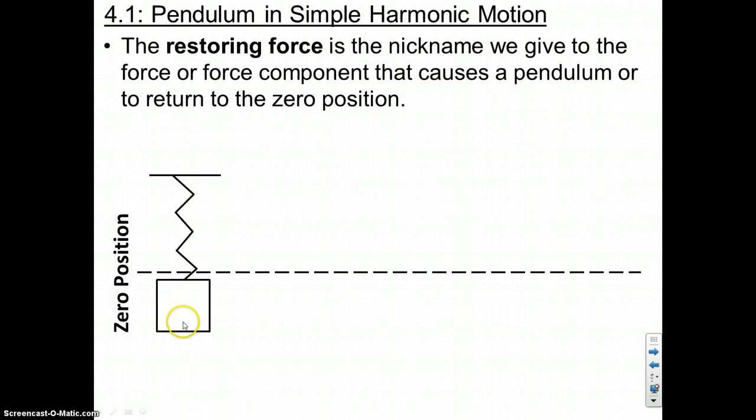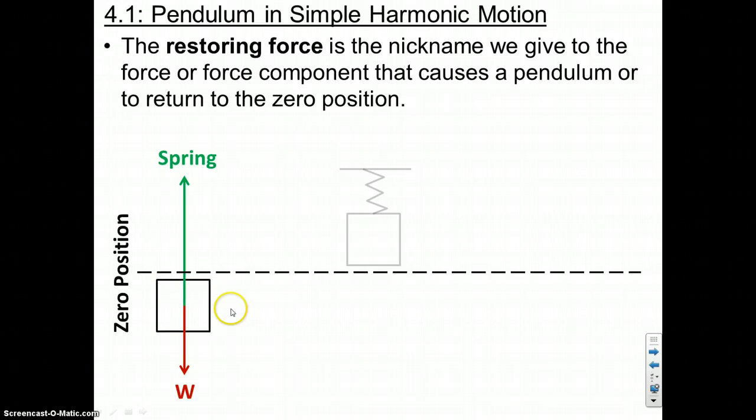If we let go, it's going to go up. Here's why it goes up. Weight, of course, pulls down, but there's a force of the spring pulling up when it's stretched past the 0 position. So there's a net force upward, a net force upward when the displacement is down below the 0 position.